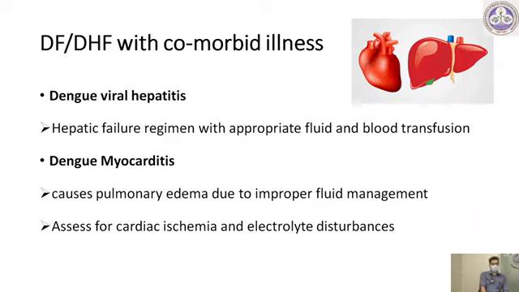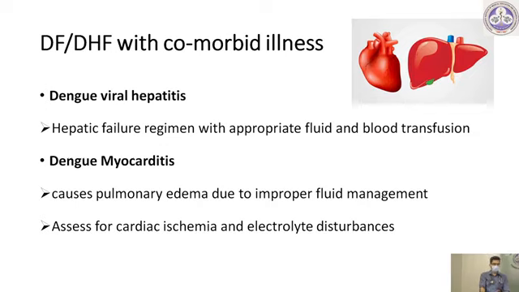Coming to dengue fever and dengue hemorrhagic fever with comorbid illness. Dengue-related viral hepatitis should be given a hepatic failure regimen with appropriate fluid and blood transfusion for the treatment. Dengue myocarditis may cause pulmonary edema due to improper fluid management, so accurate fluid management according to the protocol is very important. We should also assess for cardiac ischemia and electrolyte disturbances and correct them accordingly in cases of dengue myocarditis.